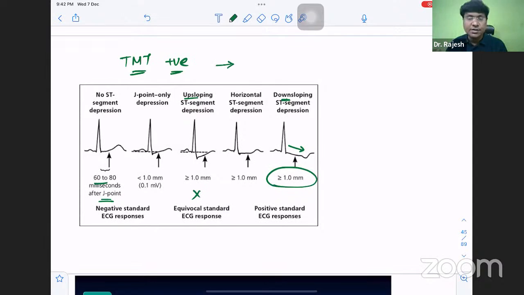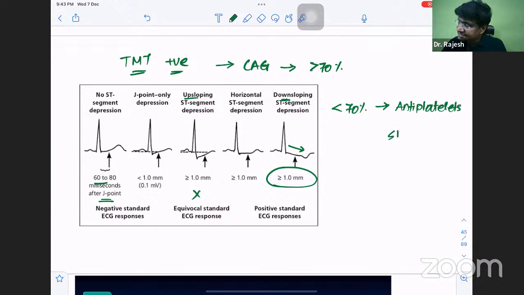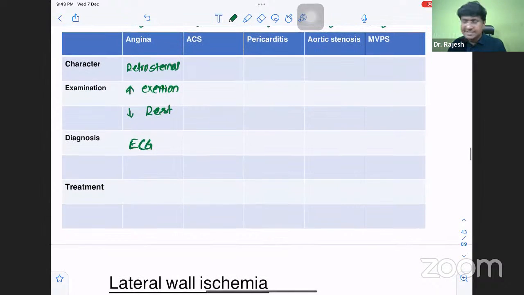Once the TMT is positive, we confirm that the patient is having stable angina, where we will do a coronary angiogram. If the coronary angiogram shows blockade of more than 70%, then we place a stent. And if the blockade is less than 70%, then we discharge the patient on antiplatelets as well as statins. Okay, so this will be the treatment for your stable angina. So ECG, TMT, and treatment will be antiplatelets and then statins.